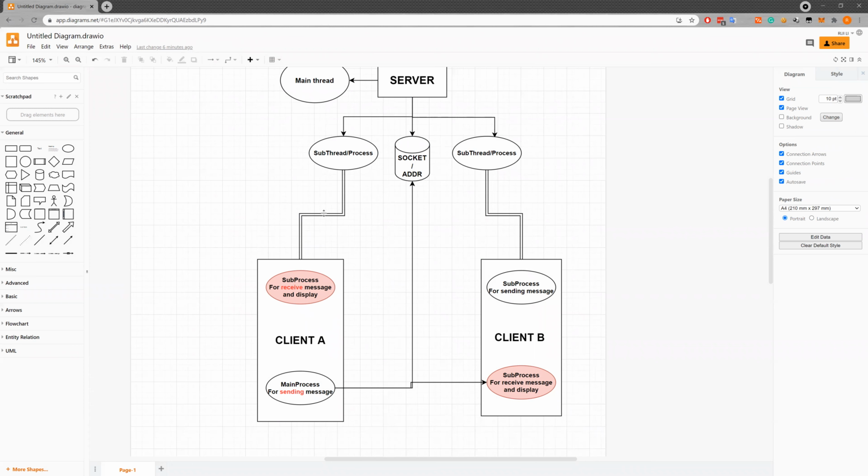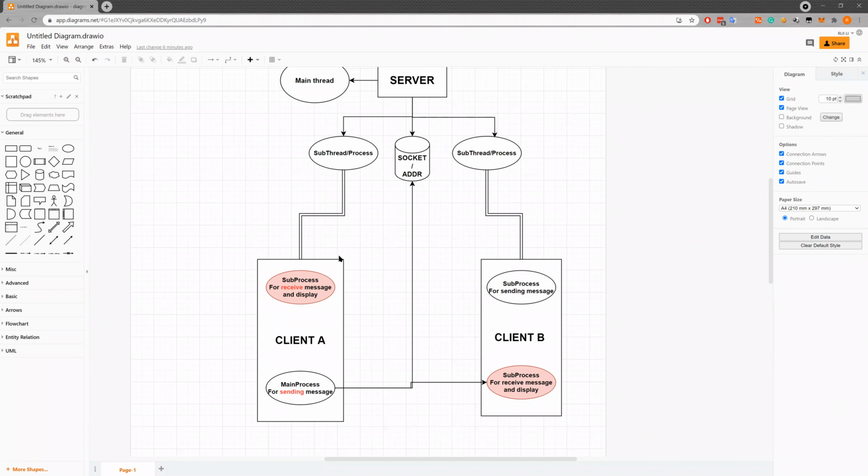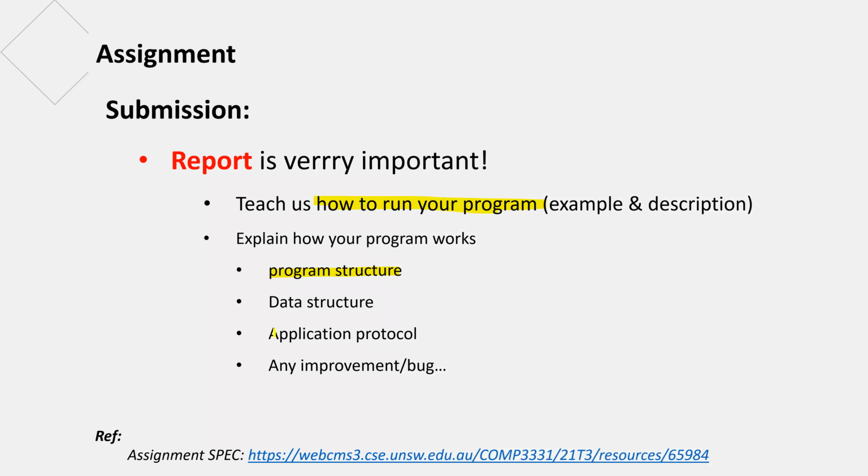So in the report, you can describe how your server and clients communicate with each other and how they understand each other. So what is their syntax? Basically it's an application protocol, from your point of view. How can they understand each other and run the command?